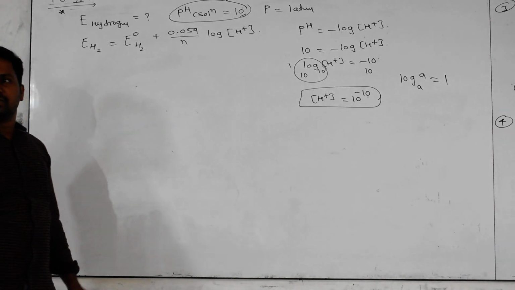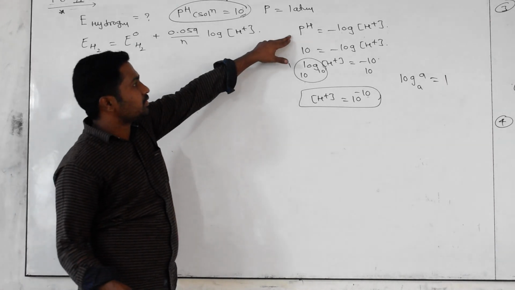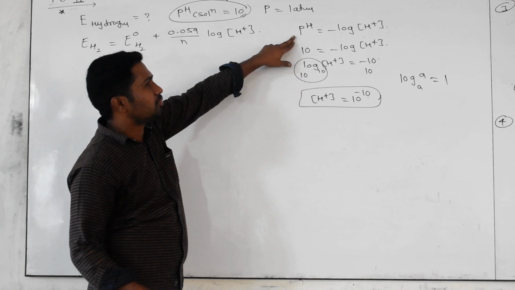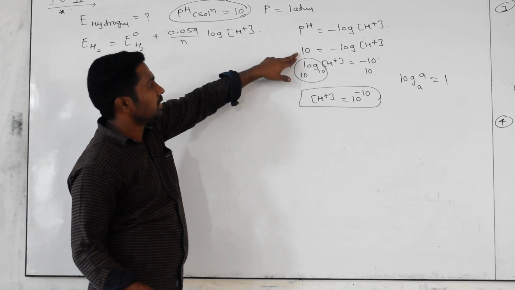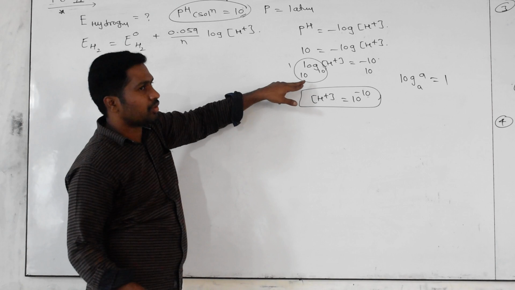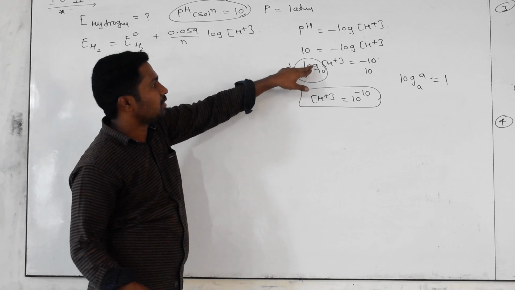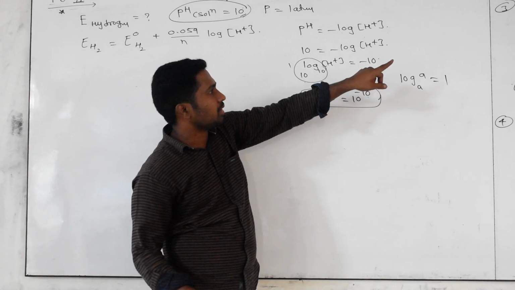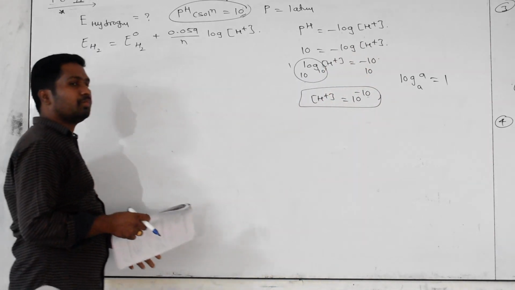Are you getting it or no? So first of all we use the pH formula, and from there we get the H plus ion concentration. First of all, what I did: both sides multiplied with a negative sign. Later both sides I wrote 10 powers. A power log to the base A becomes 1. Then it comes to 10 to the power of minus 10 molar.